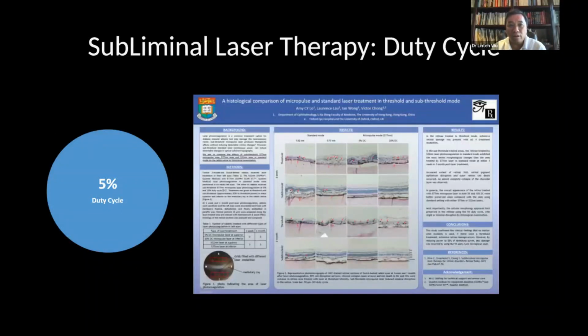Many years ago at ARVO, Victor Chan did this study looking at different duty cycles and different wavelengths, and he found that even though we're talking about subthreshold laser, there was still maybe some type of iatrogenic damage if you didn't fix the parameters. And in rabbit eyes, he showed that the least damage was using the yellow laser at 5% duty cycle.